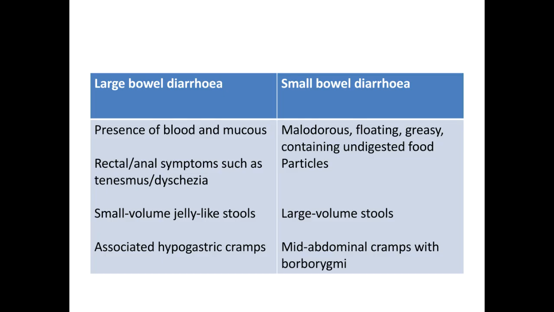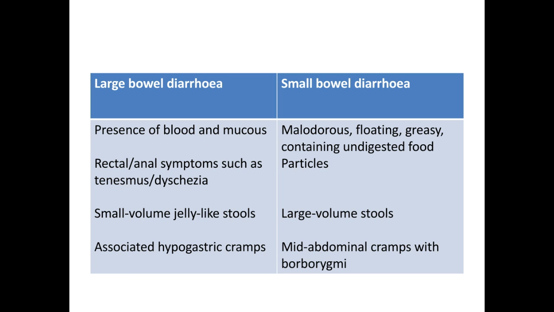So this is one slide which is showing some differentiating features between the large bowel diarrhea and the small bowel diarrhea. They may ask this in short notes. In large bowel diarrhea, usually this will be associated with presence of blood and mucus, and they will be having rectal symptoms like tenesmus and dyschezia, and they pass small volume jelly like stools and associated with the hypogastric cramps in the lower abdomen.